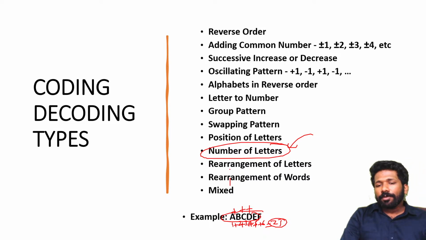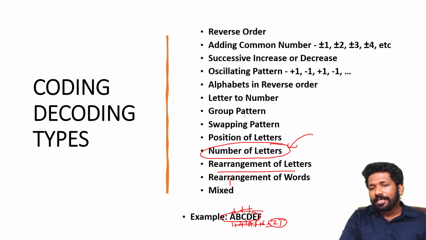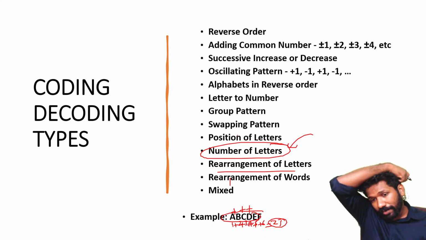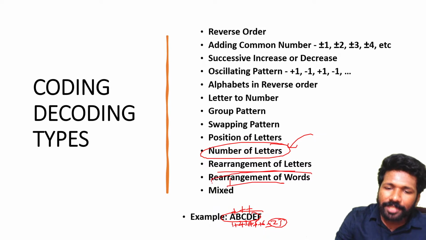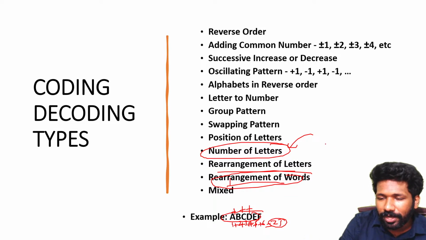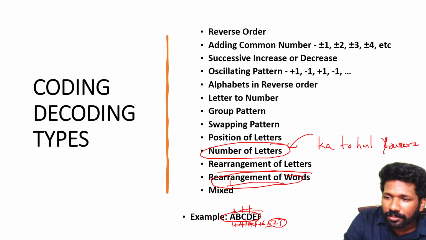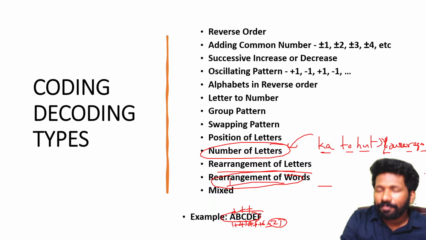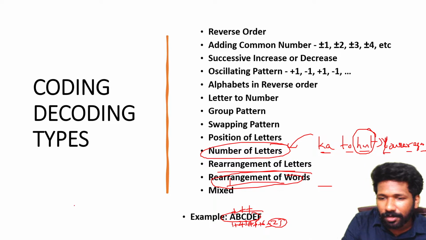So now rearrangement of letters, again, is an extension of this idea itself, position of letters itself. And then comes rearrangement of words. Rearrangement of words was also asked in the GATE exam, in CSIR it was not asked. For example, in a special language, ka to hul is written as you are good. Similarly, another 3 unknown words and 3 known words will be coded. Similarly, one more set. From that they will ask what is the meaning of the word hul. So that is rearrangement of words.